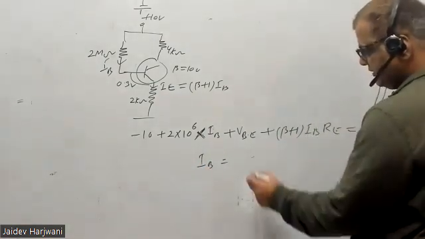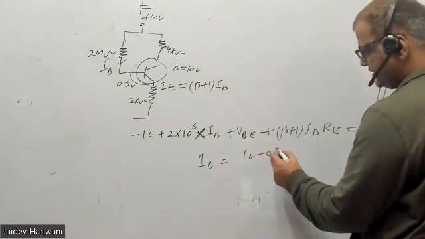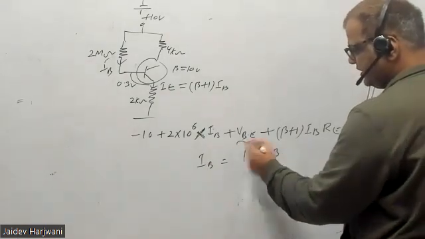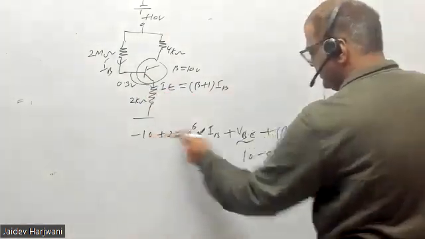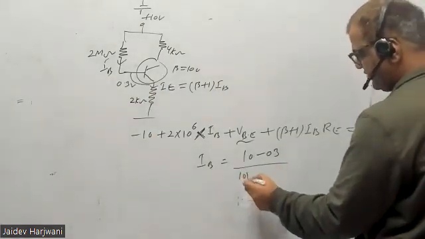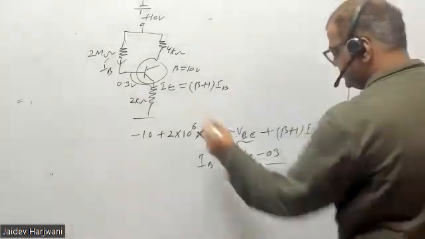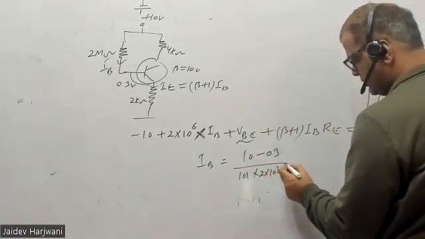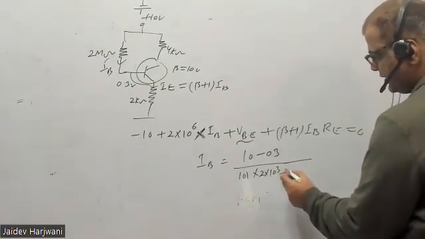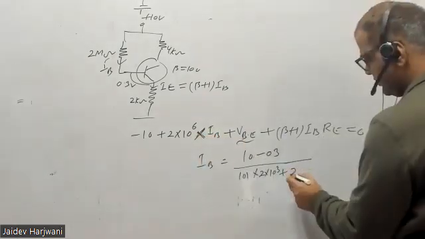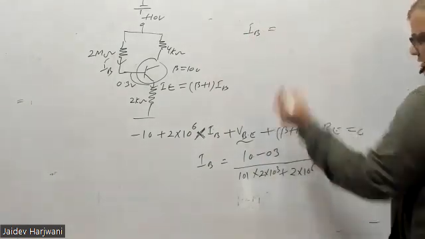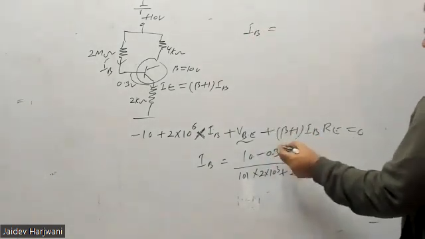How much will come? IB will come 10 minus 0.3, this is 0.3 this time. Okay. And beta plus 1, this is 100, 101 into RE. RE is 2 kilo ohm. Okay. Plus this resistance value 2 mega ohm, 2 into 10 raised to power 6. Okay. So this will give you IB value. This gives you 9.7.